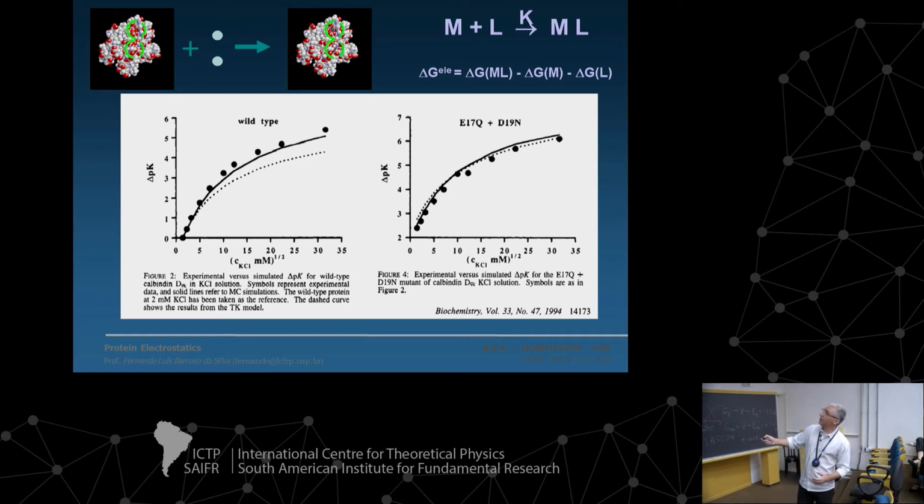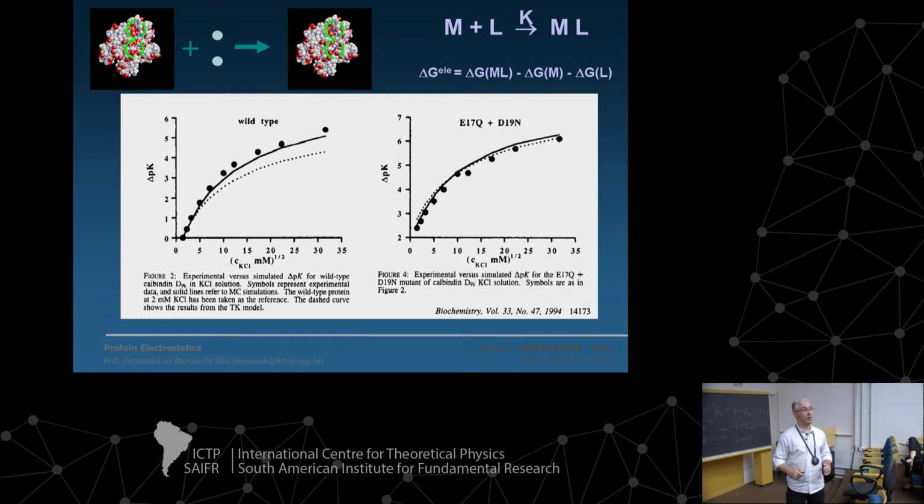Well, in this plot, I have several data at the same time. I have experiments, so you can see that the symbols here represent experimental points. The solid lines refer to Monte Carlo simulations, where the same model has been solved using Monte Carlo simulation. So it's the same model, the Tanford-Kirkwood model, but now instead of using an analytical approach, I'm solving exactly the same model using Monte Carlo simulation. And the dashed line here is the Tanford-Kirkwood approximation.